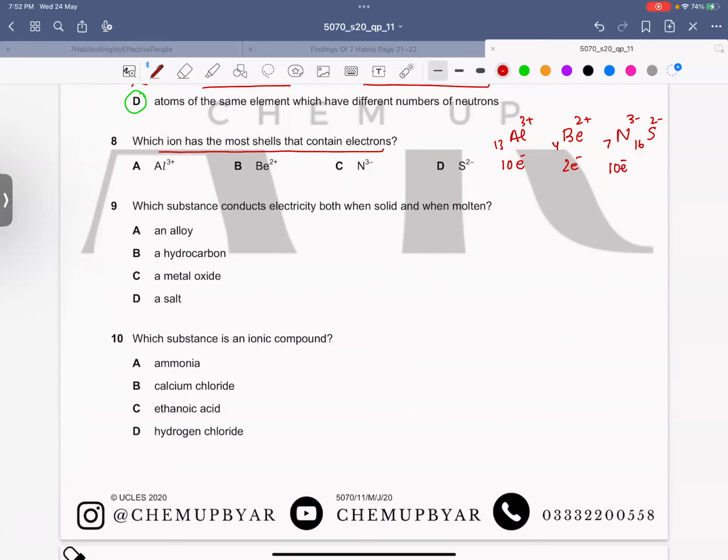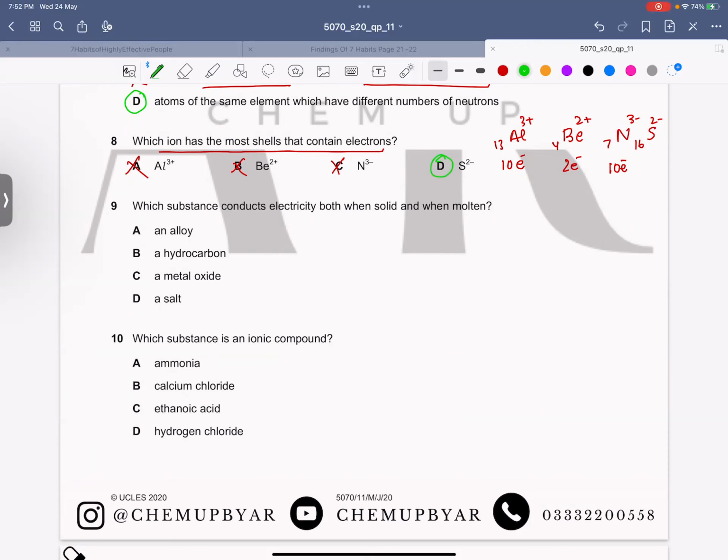So from here you can easily conclude that these three are wrong, because they are talking about the most shells, and if aluminium and nitrogen both have the same number of electrons, it means there are no two correct answers, right? There could be only one correct answer, and beryllium already has fewer electrons than these two, so you save your time, mark D correct and move on to the next question.